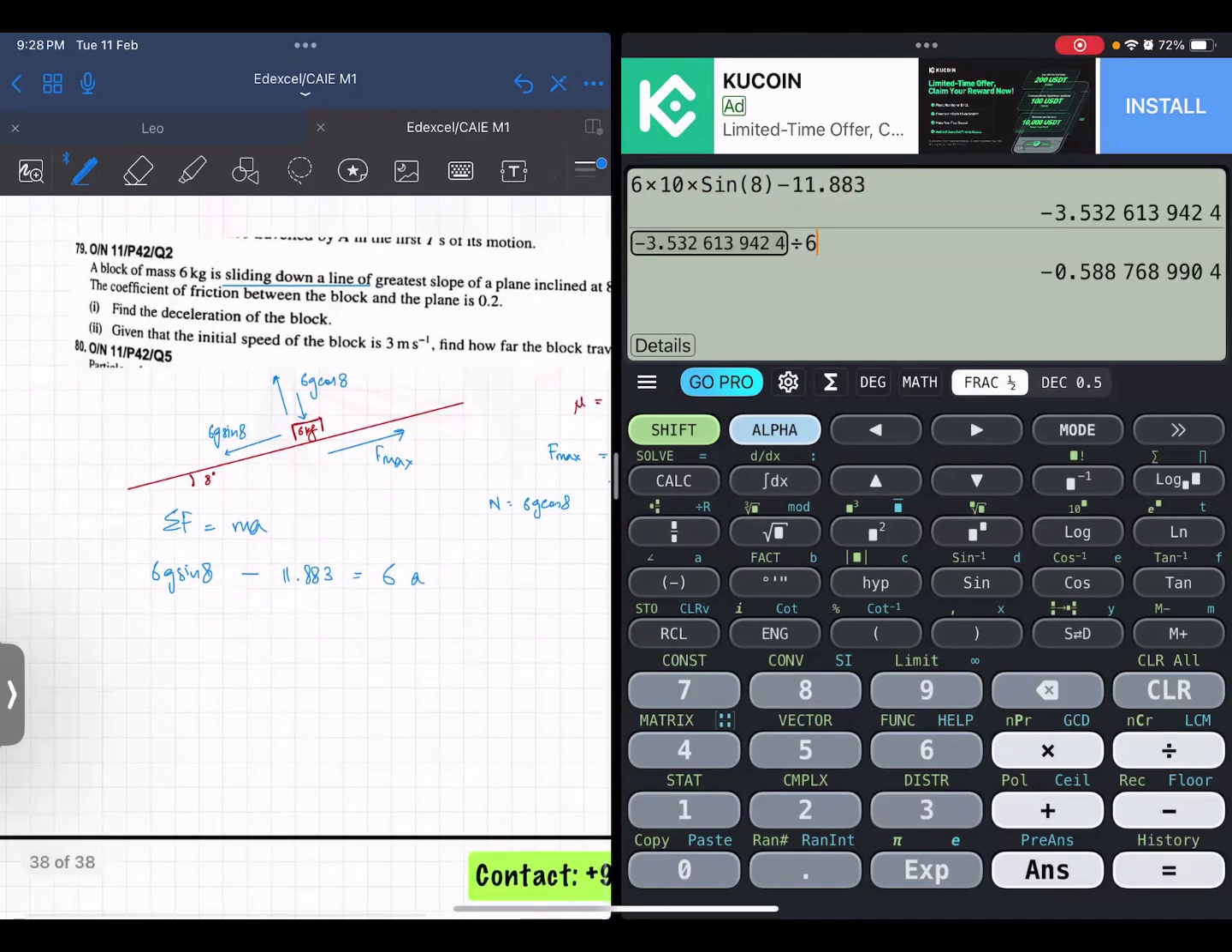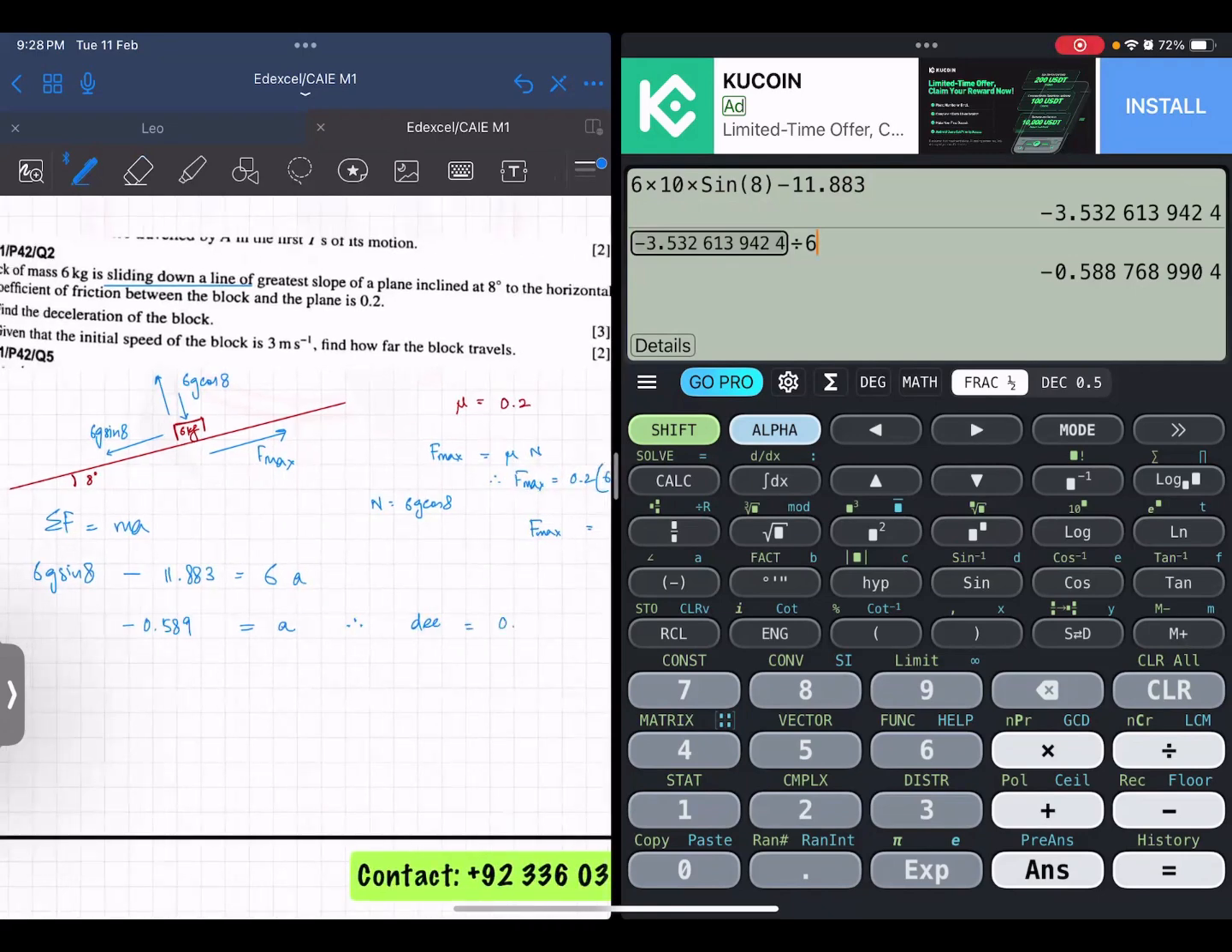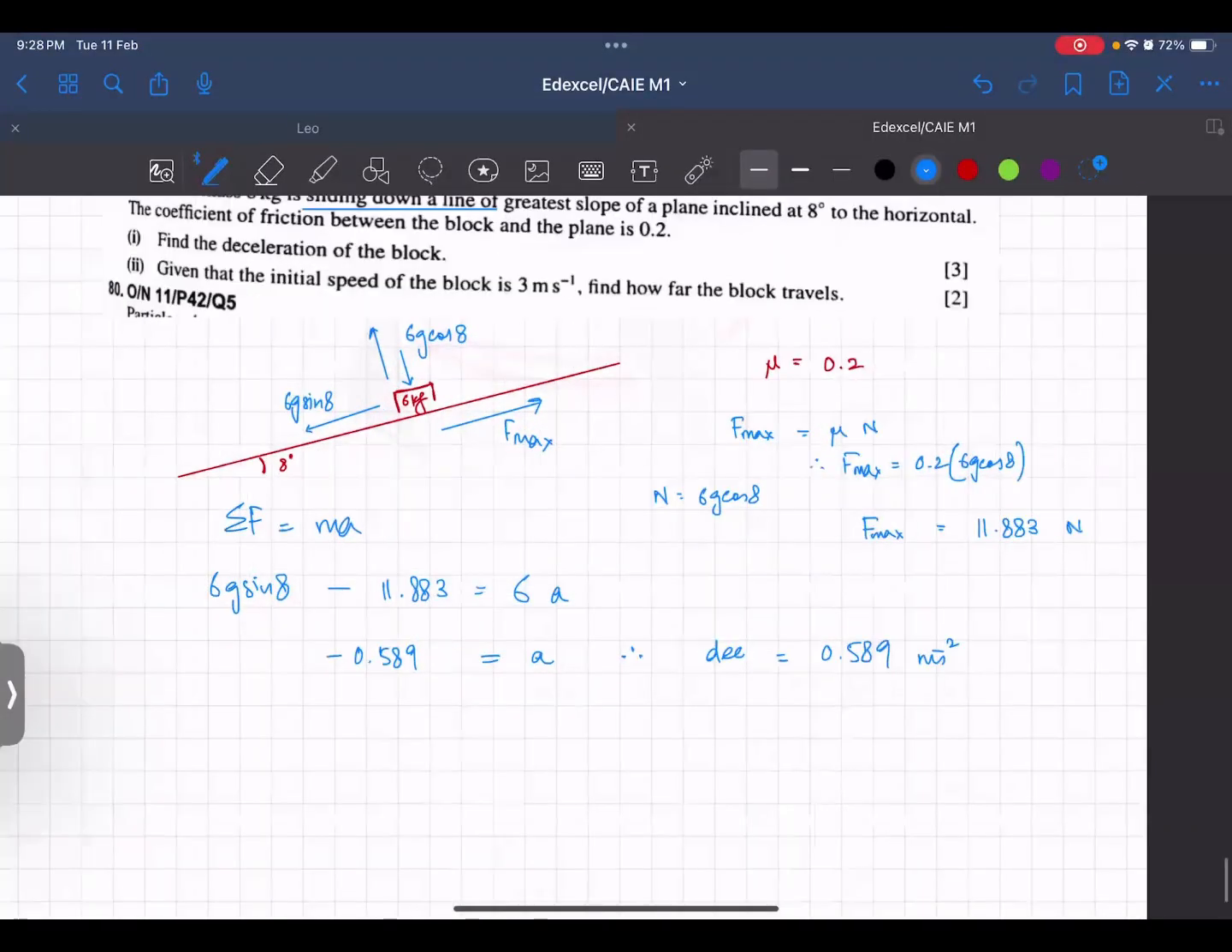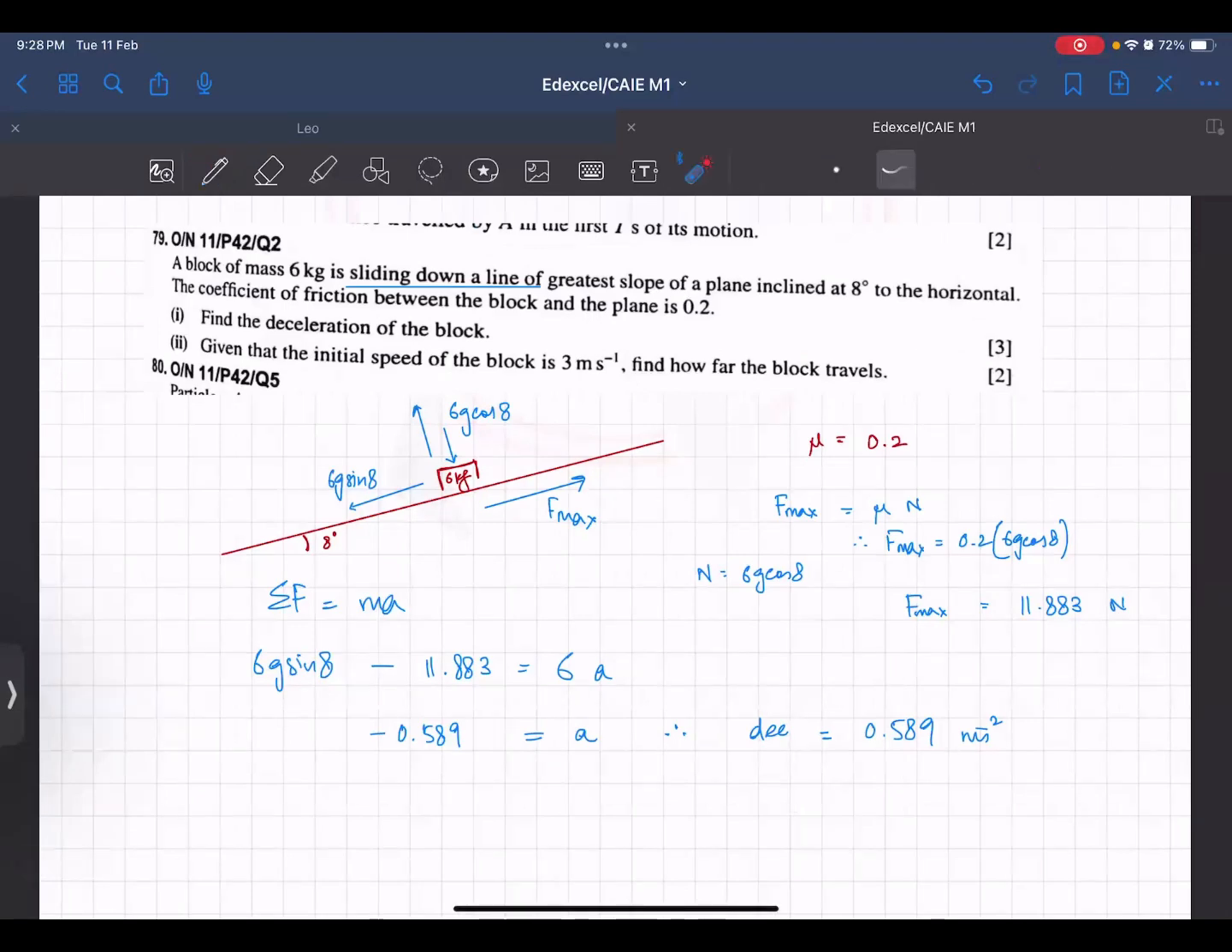So that's why we were getting a negative value. Look, acceleration is negative 0.588589. So this means the deceleration is 0.589 meters per second squared. Okay, that's why they asked you for the deceleration. So the situation was in such a way. They are telling you that the object is sliding down, but because the friction is higher than the weight component, the friction is trying to stop it. So that's why it was causing a deceleration upwards, because the resultant force was upwards.